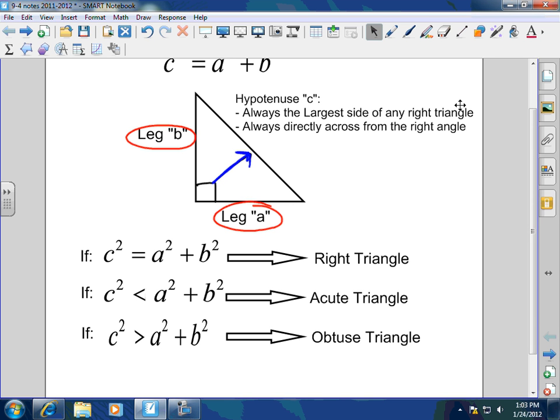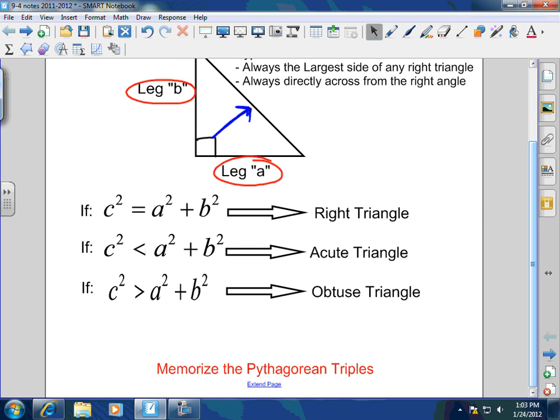In 9.6, you're going to learn about the Pythagorean triples. Well, I'm going to teach that to you right now. It says there in red, memorize the Pythagorean triples. The Pythagorean triples are right triangles that have already been formed. They've been tested, tried, and true forever. If you can recognize the sides of these Pythagorean triples, you're going to save yourself an enormous amount of time. So let's check out these Pythagorean triples.